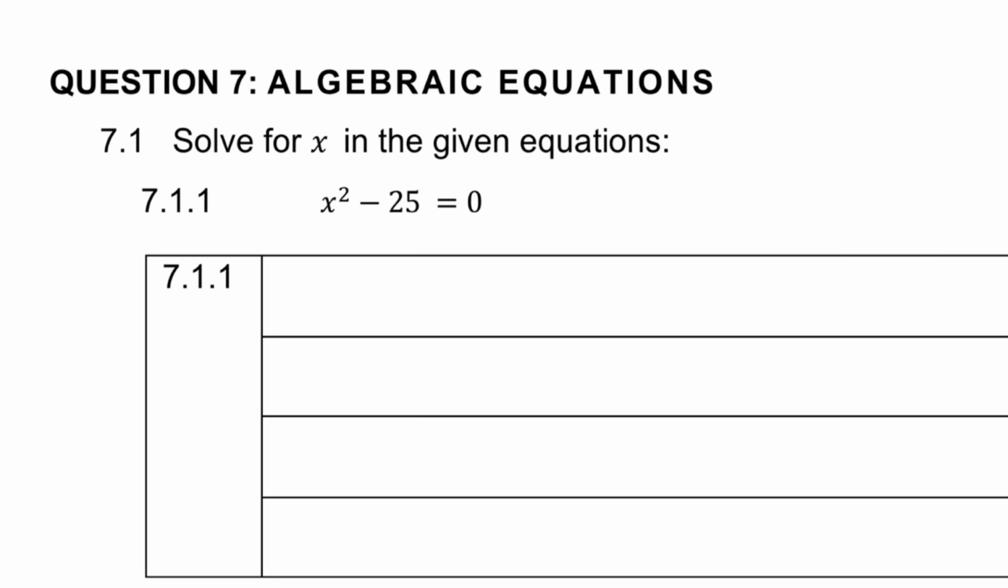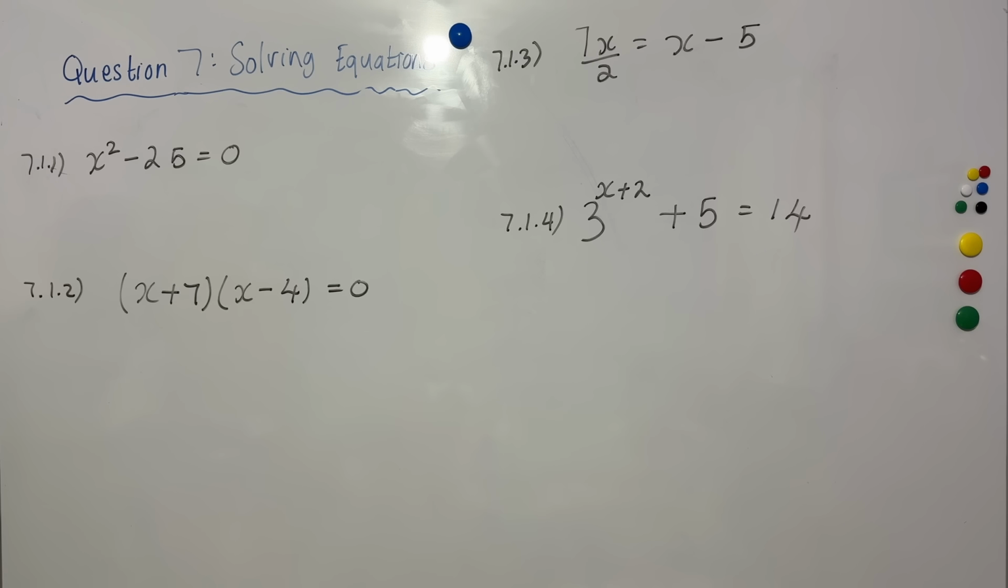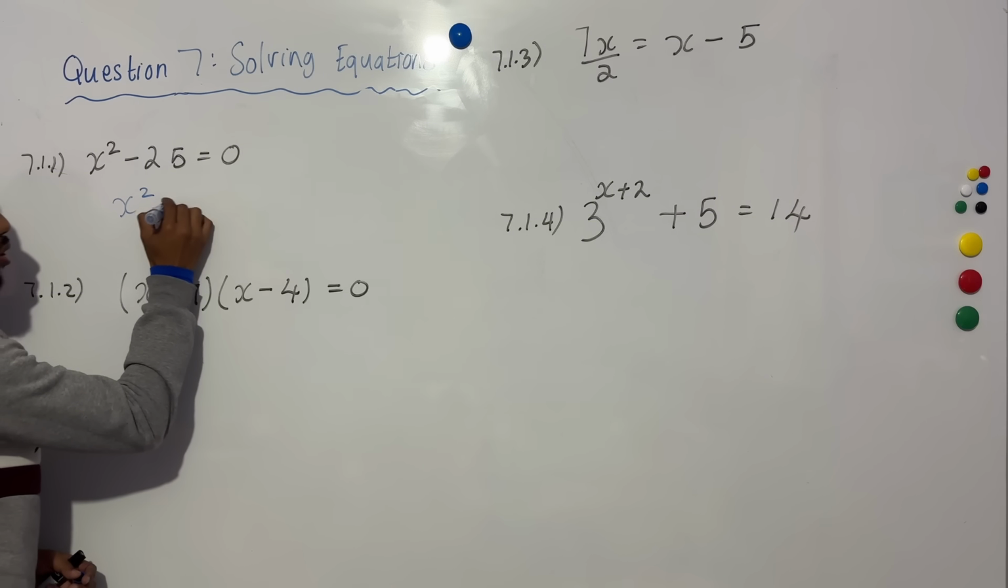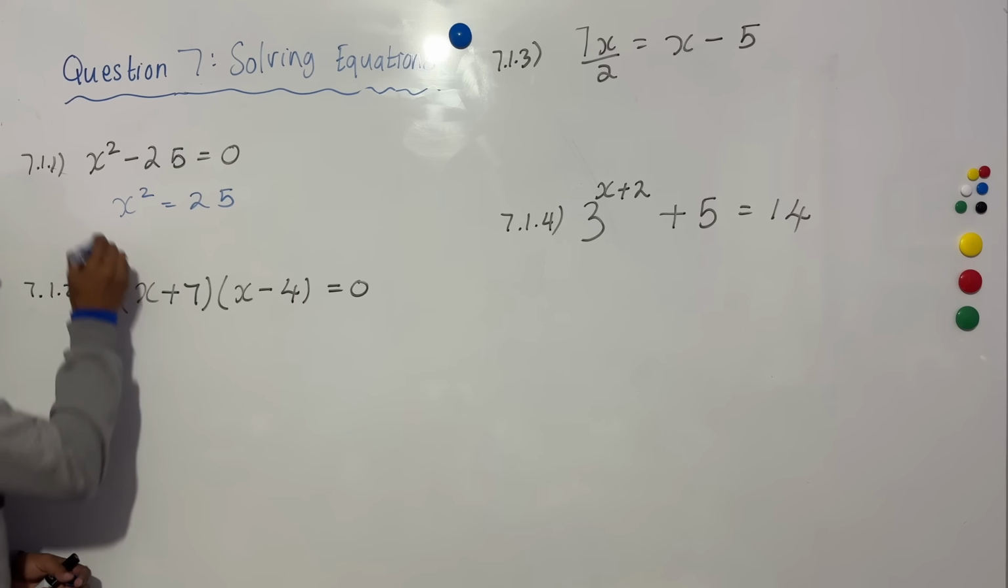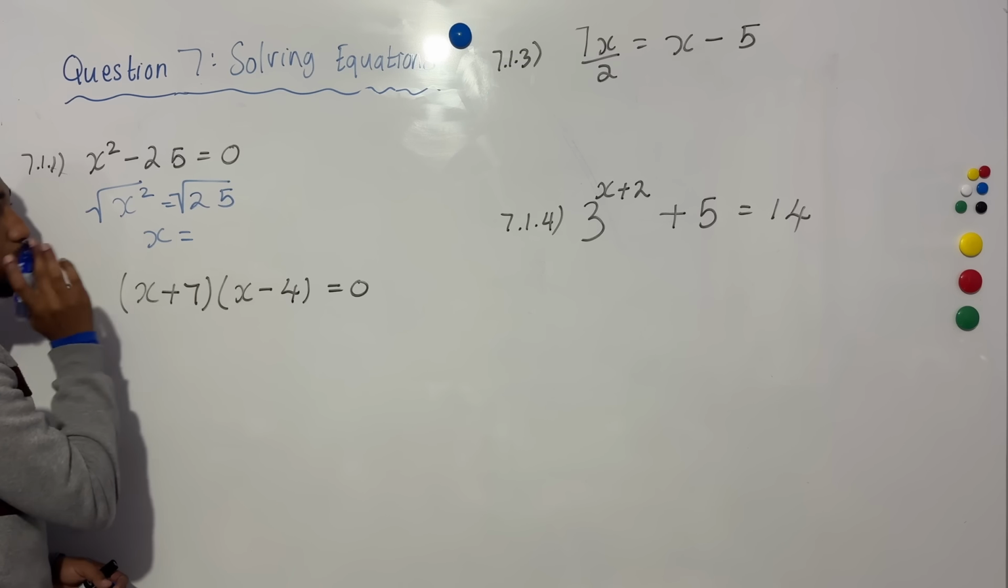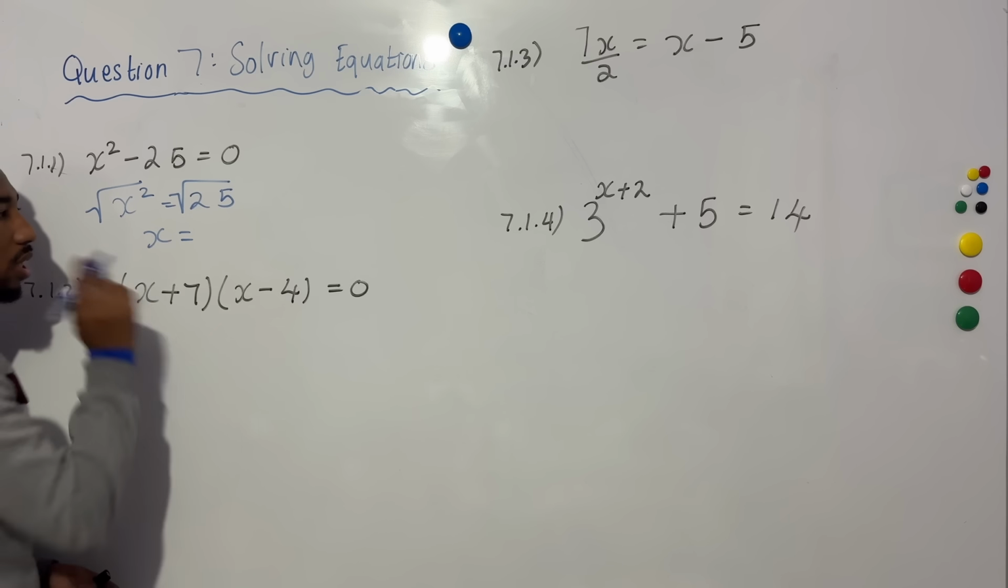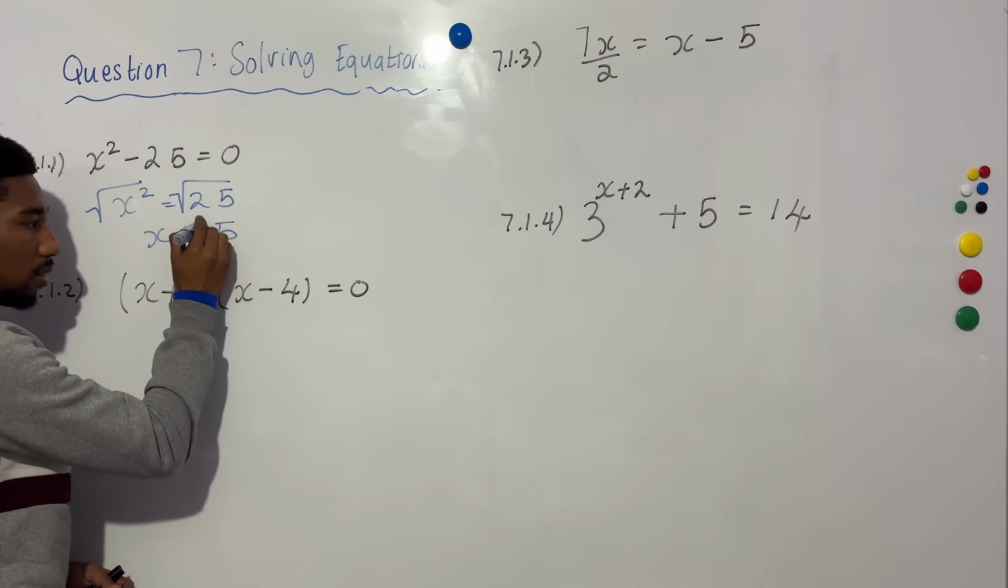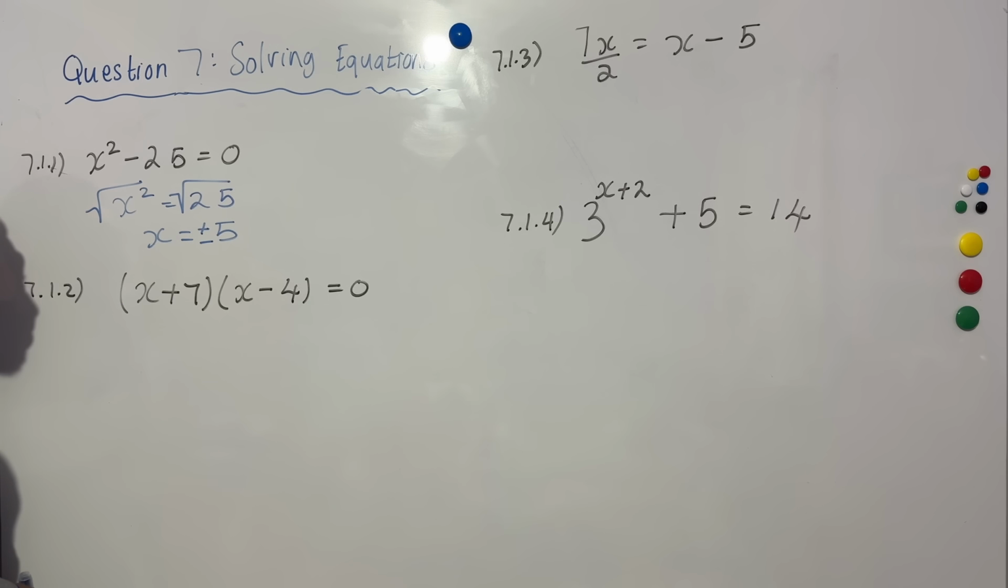Question 7, solving equations. X squared minus 25. Now, sometimes factorization will be involved, and I can see difference of squares there. Okay, or let's take the easy route. X squared equals to 25. Then I square root both sides, and I have x equals to, remember now, whenever you square root something, the answer is not just 5, it is plus 5 and minus 5. Okay, I'm not going to do the factorizing, I'm going to ease off on that.